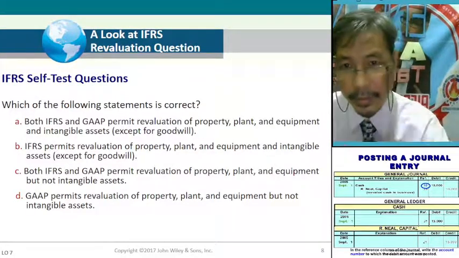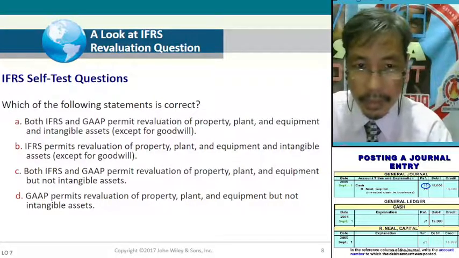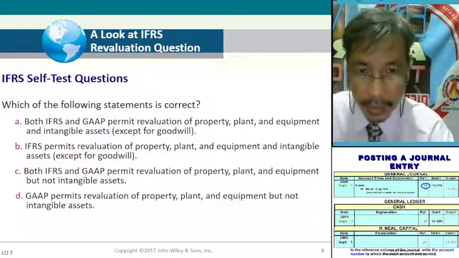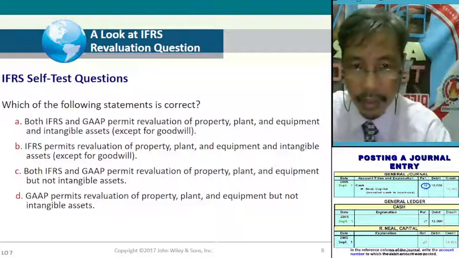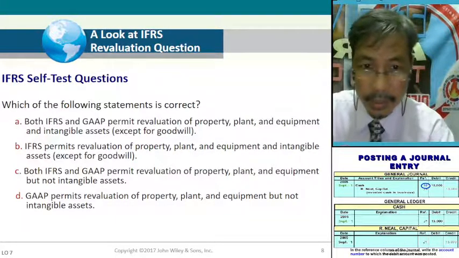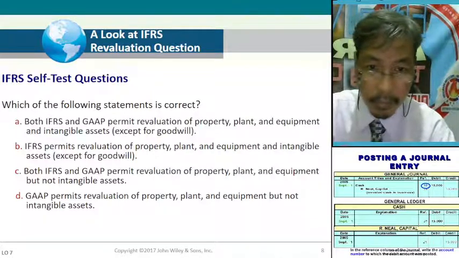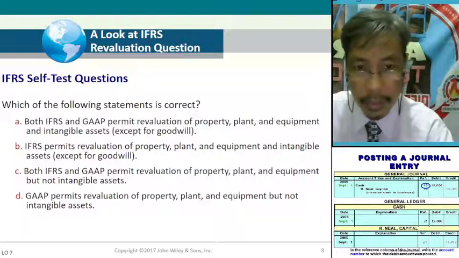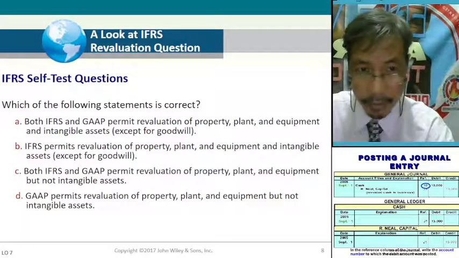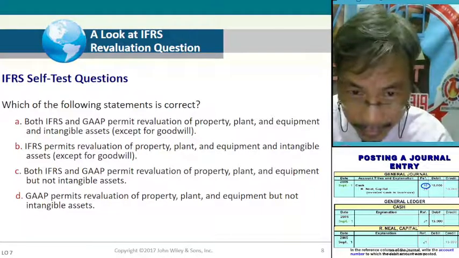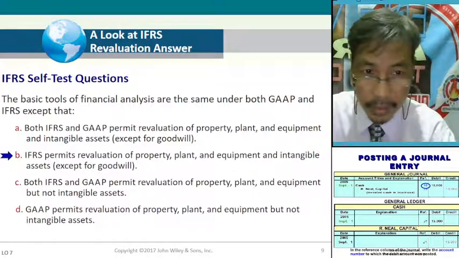Okay, so let us evaluate our learnings for this chapter. Which of the following statements is correct? A. Both IFRS and GAAP permit revaluation of property, plant and equipment, and intangible assets, except for goodwill. B. IFRS permits revaluation of property, plant and equipment, and intangible assets, except for goodwill. C. Both IFRS and GAAP permit revaluation of property, plant and equipment, but not intangible assets. D. GAAP permits revaluation of property, plant and equipment, but not intangible assets. What is the correct answer? The correct answer is, of course, letter B. IFRS permits revaluation of property, plant, equipment, and intangible assets.